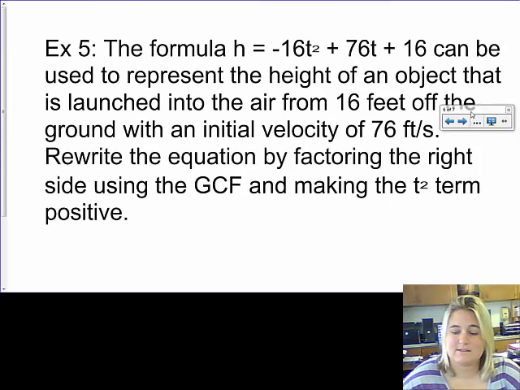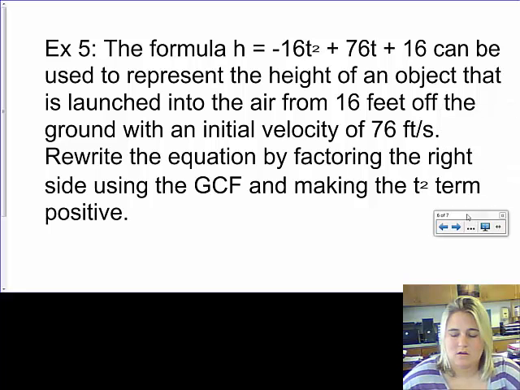Last example here. I have the formula h equals negative 16t squared plus 76t plus 16 can be used to represent the height of an object that is launched into the air from 16 feet off the ground with an initial velocity of 76 feet per second. Rewrite the equation by factoring the right side using the greatest common factor and making the t squared term positive.